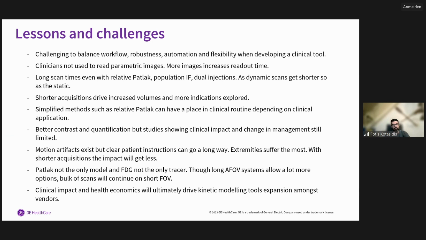A challenging thing is that clinicians are not used to reading parametric images, so we need to give them some time to understand the value and compare parametric images side by side with the SUV images and get a bit more understanding themselves. Including more images takes more time out of their readout time, so this is another thing that is perhaps limiting usability. Even with population input functions or relative Patlak analysis or other techniques, scans still take a long time.